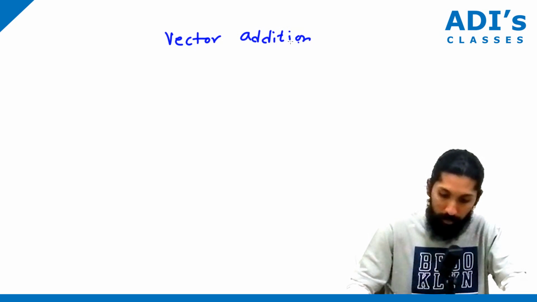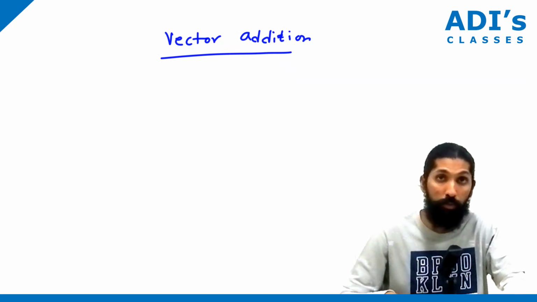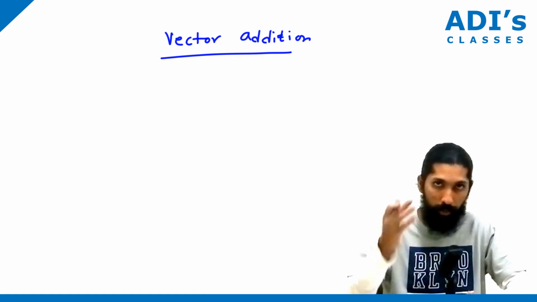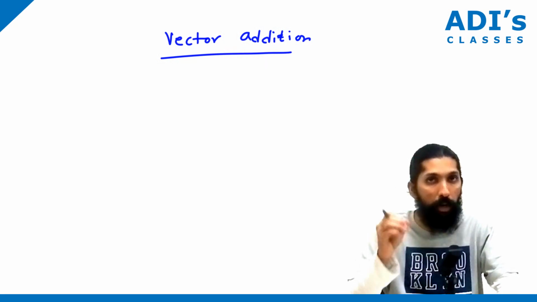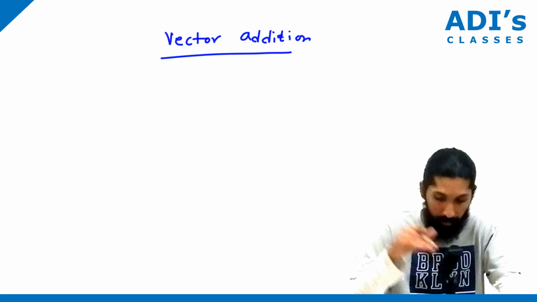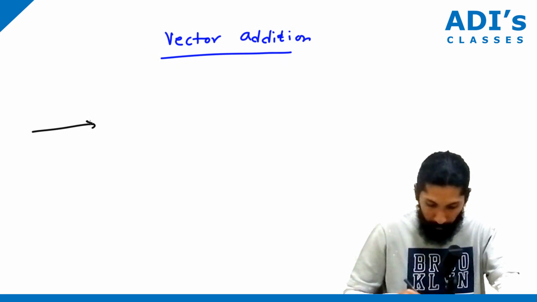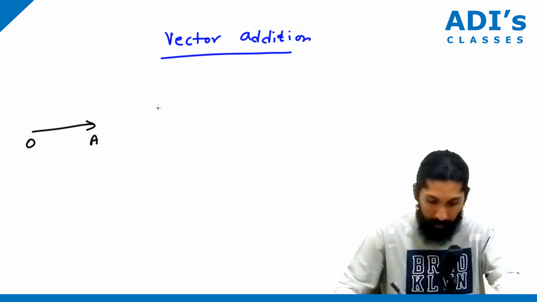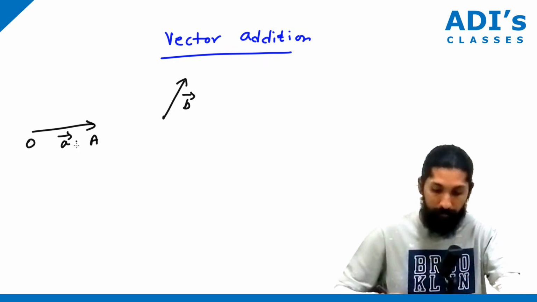See, when we talk about the vector addition, there are two laws, or you can say there are two ways in which we can do the addition of vectors, which you guys already know. The first one is the triangle law, second one is the parallelogram law. Okay, now in triangle law, suppose you have two vectors, say this is OA, and say you have some other vector here. Let's assume that this is B, say this is vector A.